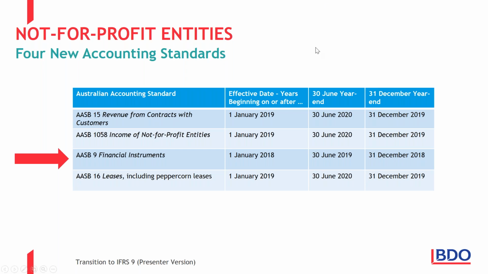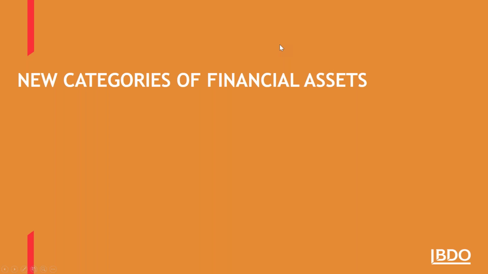So I would have expected that not-for-profit entities, if they have a number of financial instruments, should have focused on AASB 9 to get ready. Looking at the not-for-profit entities that I'm dealing with in our client base, I think they have been really proactive in looking at the implications of AASB 15 or 1058, as well as 16, and I'm not so sure about financial instruments. All right, so that's a bit of introduction.